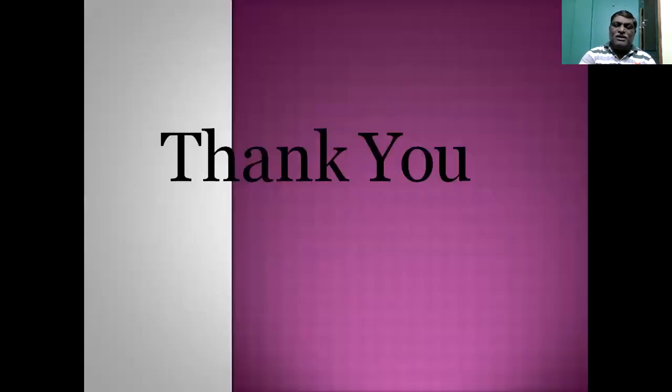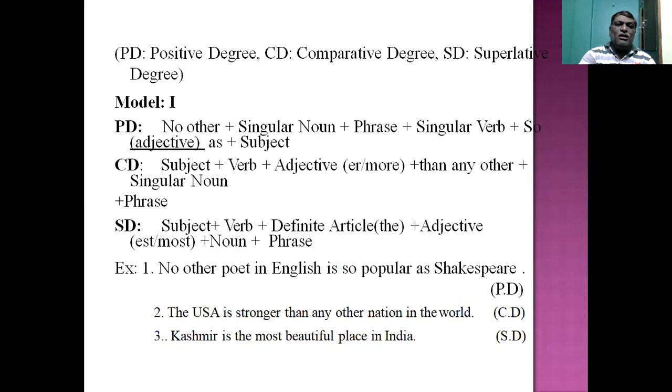And now let us see model 1. Here I'm going to give you one sentence. You can just see and understand. The moment I say Kashmir is the most beautiful place in India, the moment I have used the words the most beautiful, it should strike you that I have used the article the and I have used most. The moment I have used these two words, it is superlative degree. You can use the superlative degree only when you say that something is better than any other that you are talking about.